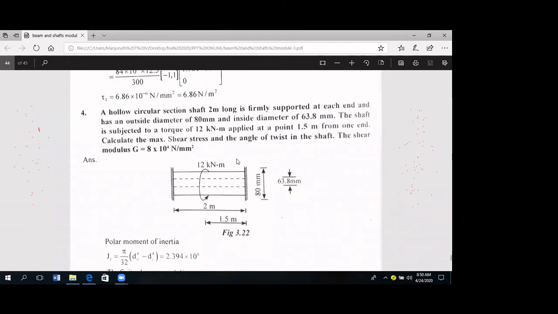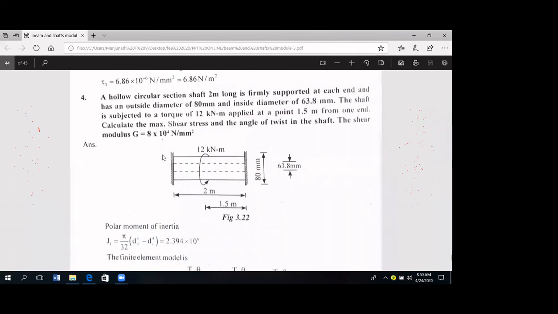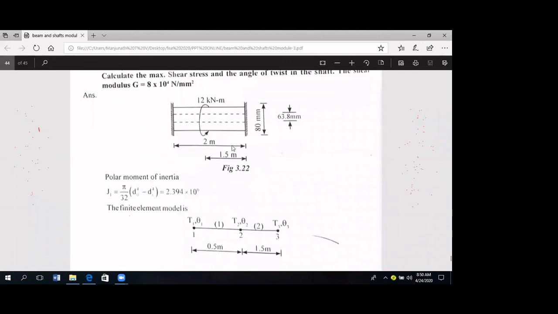For this, we need to calculate the angle of twist. Again, the shear modulus G is the same throughout the length of the material. First calculate the polar moment of inertia. J1 equals, since it is a hollow shaft, pi divided by 32 times d naught to the power of 4 minus di to the power of 4, outer diameter minus inner diameter. Substituting outer diameter 80 and inner diameter 63.8, you get the polar moment of inertia 2.394 into 10 to the power of 6.